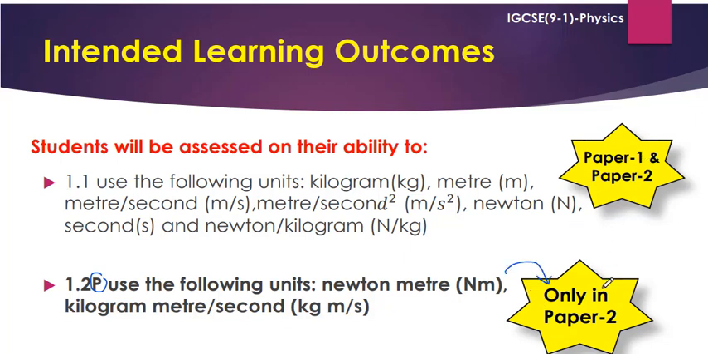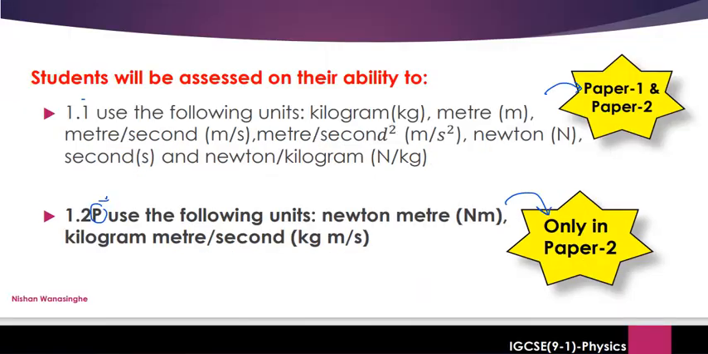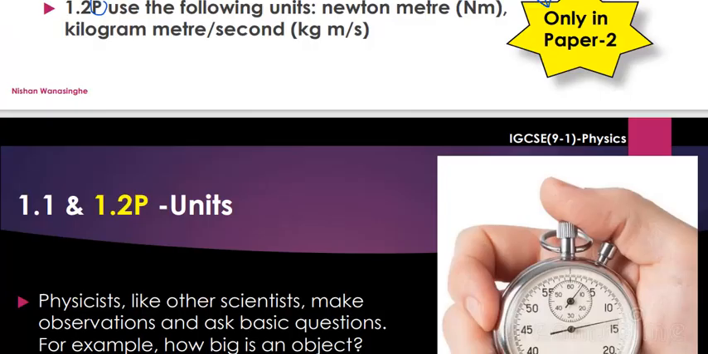You have paper 1 and paper 2. So bold content in the specification comes only in paper 2. But this normal font, use the following units, that's 1.1. It doesn't have a p like this one, right? So this content comes in both paper 1 and paper 2. Okay, remember that. Now we'll move to the lesson.